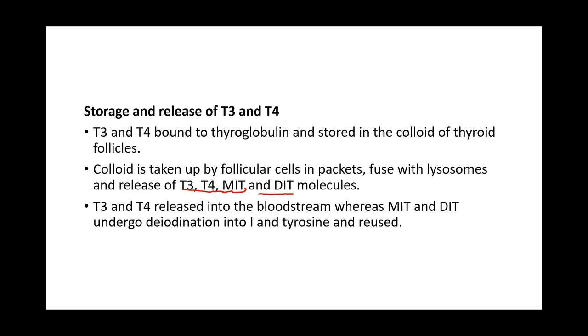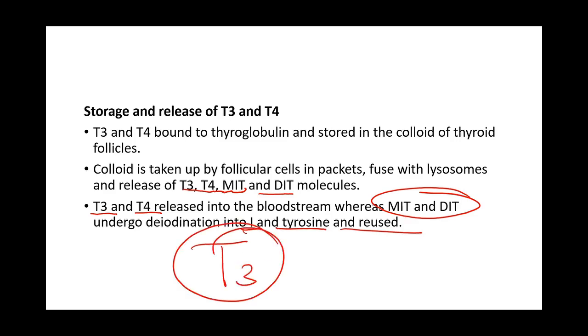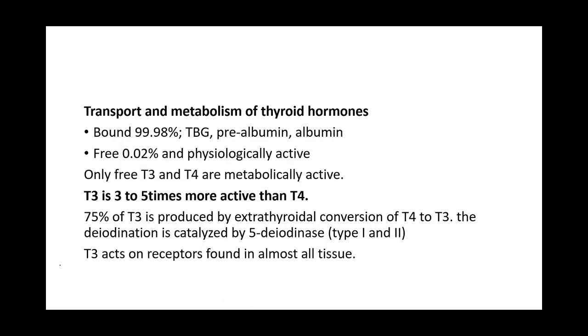However, you should know that it is the T3 and T4 that are released into the bloodstream, while mono and diiodothyronine undergo deiodination into the iodine and tyrosine and are reused for the synthesis of the hormone. And you should know, we mentioned that T3 is the active form, okay? So there is peripheral conversion of T4 to T3 by deiodination, release of iodine, okay?